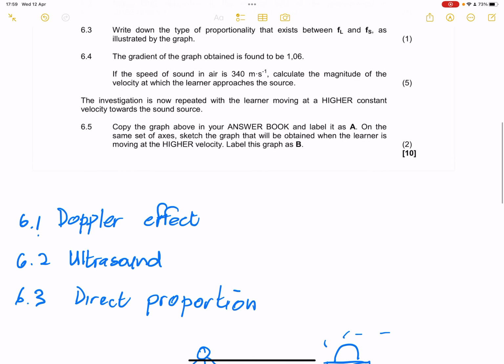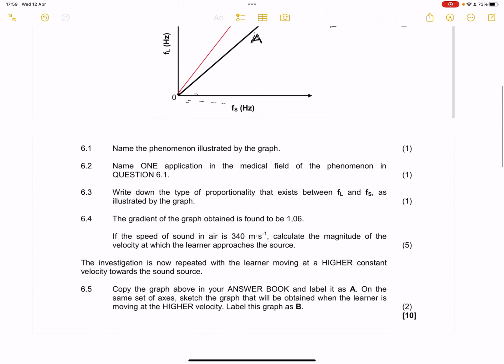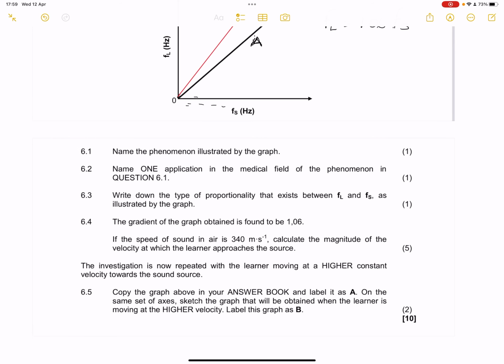It's 10 marks. And please, guys, make it a point that you really maximize when it comes to the Doppler effect.